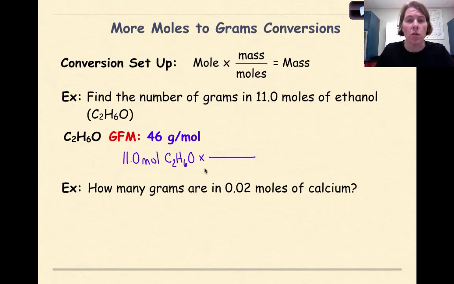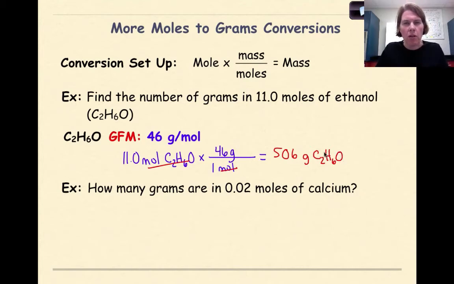And if we're starting with moles, it's 1 mole on the bottom. And our gram formula mass is 46 grams. Moles will cancel moles. 11 times 46, and that is going to give us 506 grams of ethanol, C2H6O. The only sticking point here that people might have issues with is if they look at ethanol and they see it as C2H6O.